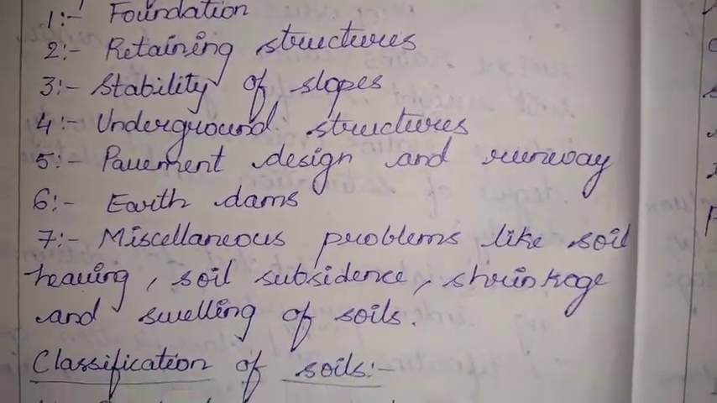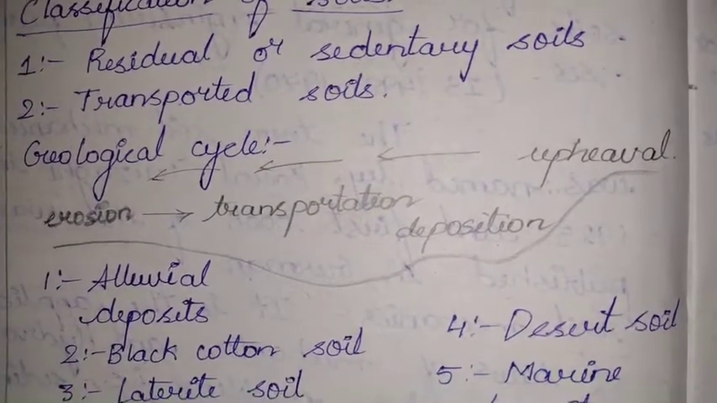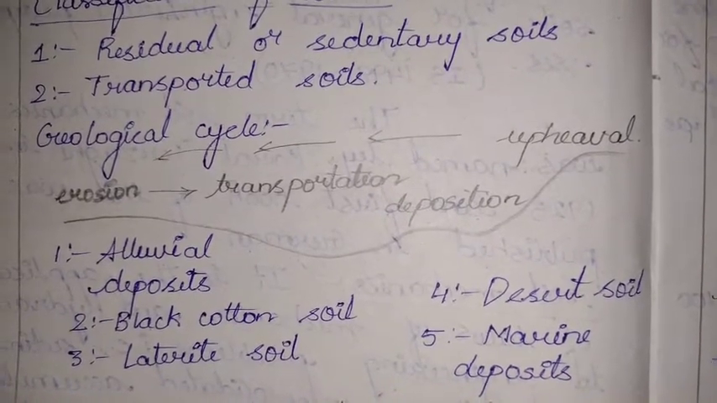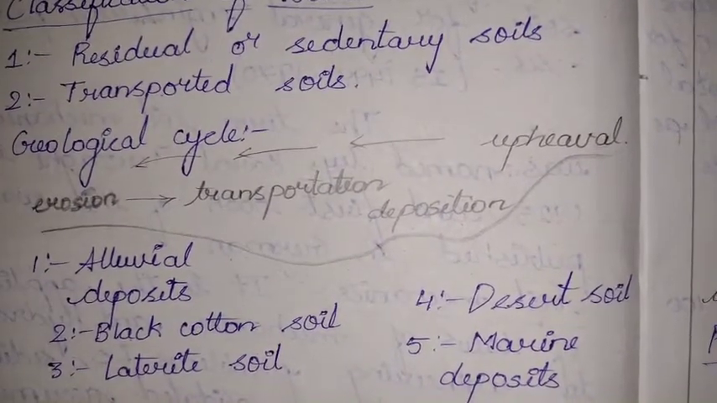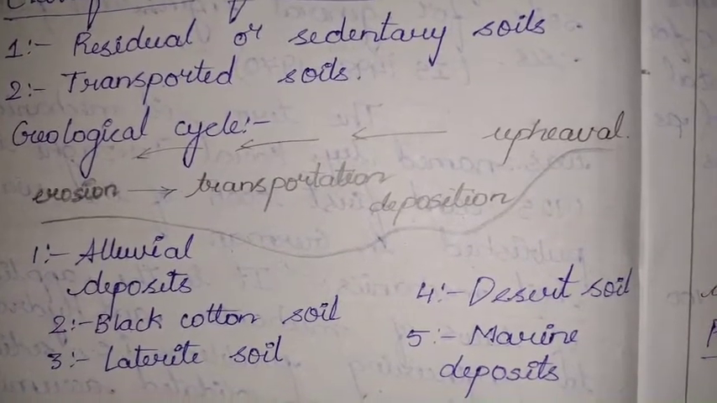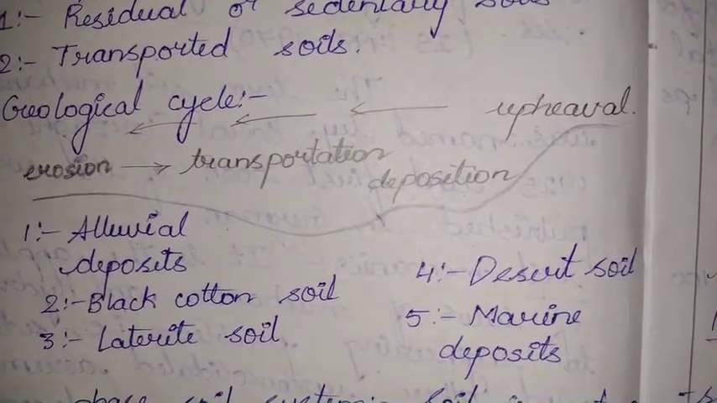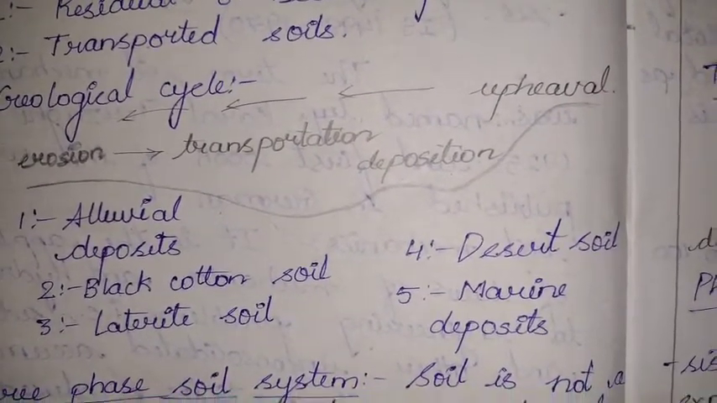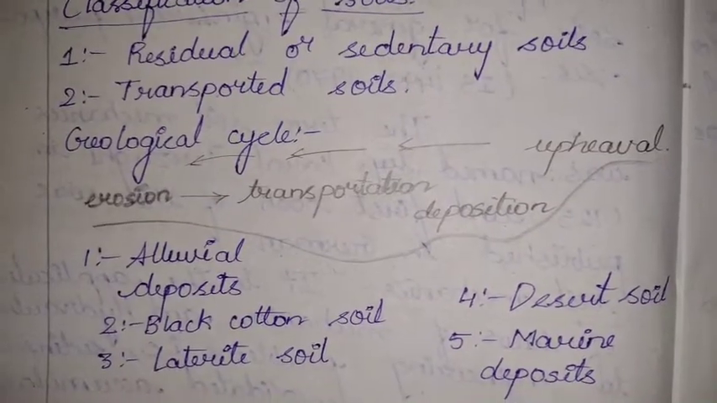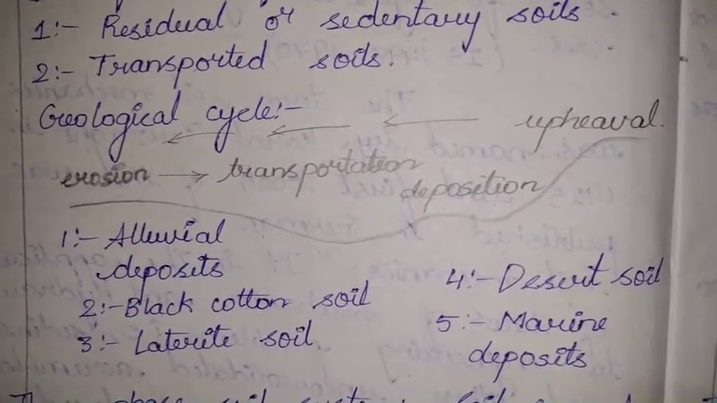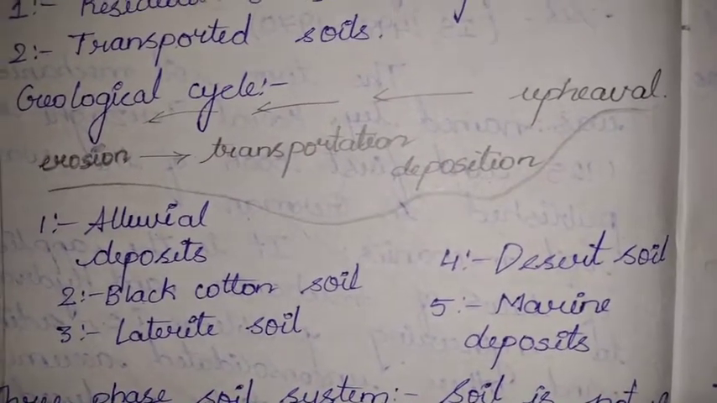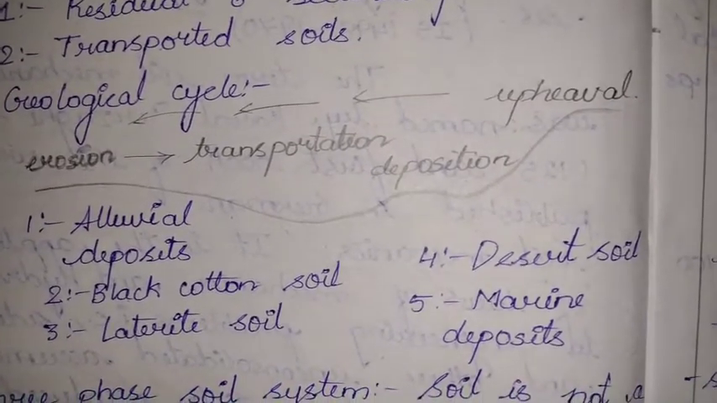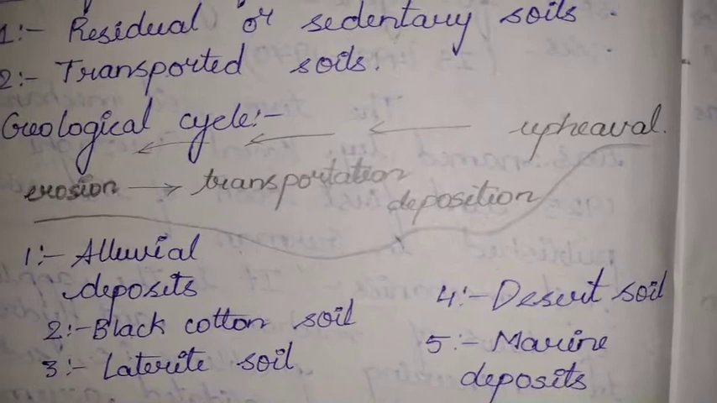So, classification of soils: we have residual soils, also called sedentary soils, and transported soils. Transported soils are transported by various factors such as water, wind, gravity, and glaciers, and also a combination of these in some cases, and by human interference sometimes. They are divided into these types: the alluvial deposits, black cotton soil, laterite soil, desert soil, and marine deposits. This is how it is being transported.